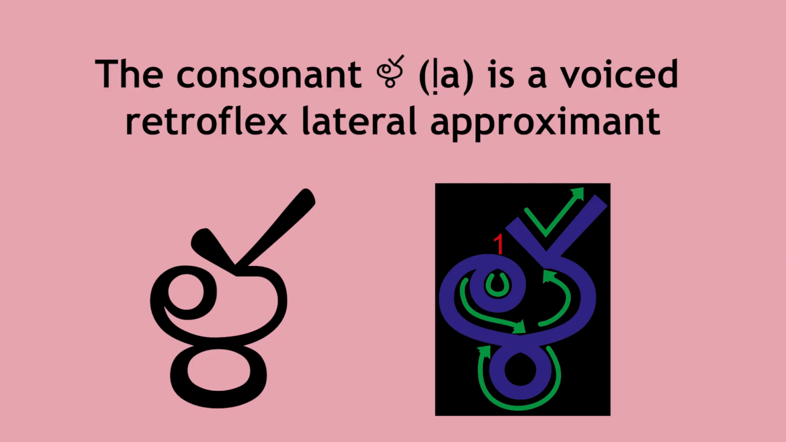The consonant La is a voiced retroflex lateral approximant. It is produced by retroflexing the tongue tip toward the post-alveolar region while permitting lateral airflow along one or both sides of the tongue. Vocal fold vibration accompanies articulation, making it a voiced consonant. This phoneme is typologically significant and largely restricted to Dravidian languages.